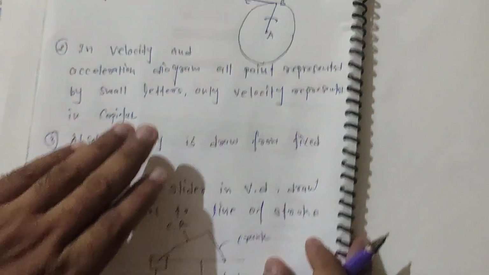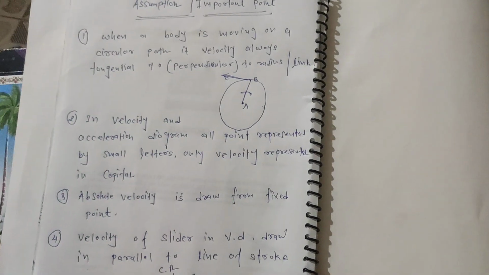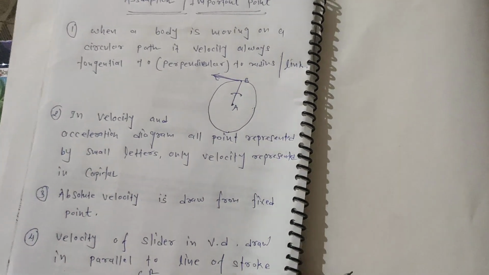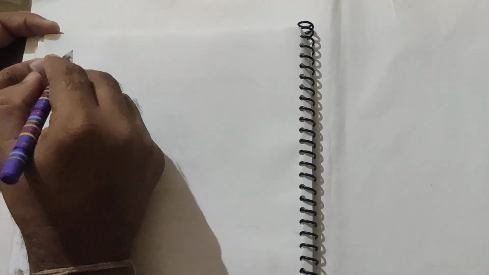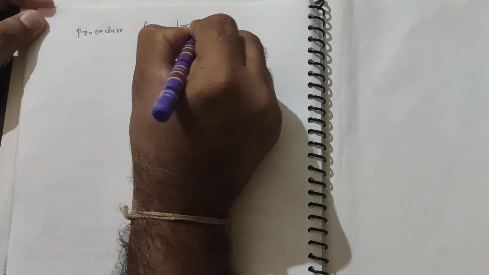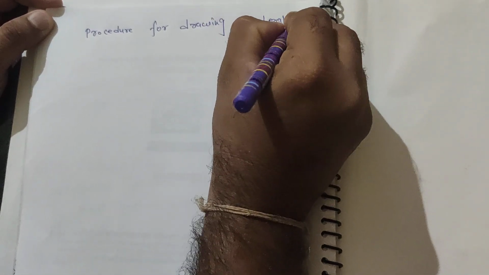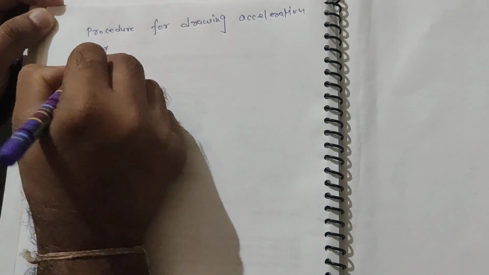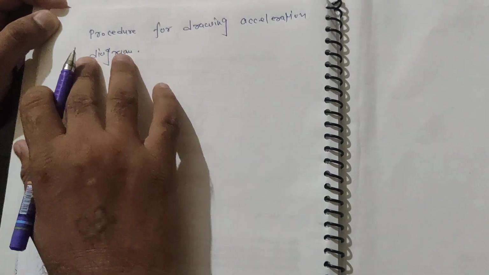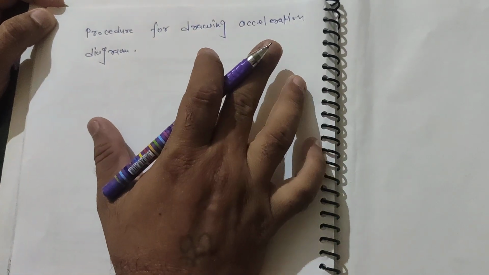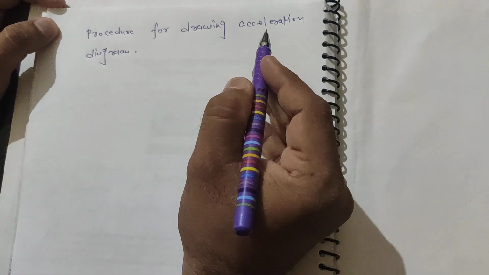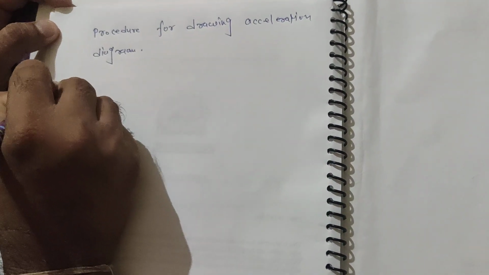These are the small assumptions or important points that may be required when we have to draw a velocity diagram or acceleration diagram. Another important point: now, the procedure for drawing an acceleration diagram. These are very important points. There are some points that are important for the acceleration diagram. Before drawing an acceleration diagram, a velocity diagram is always required. So we have to start with the first point.